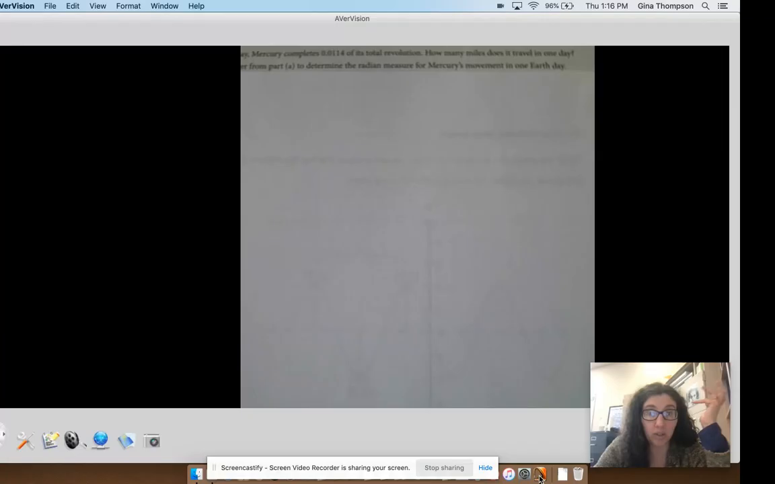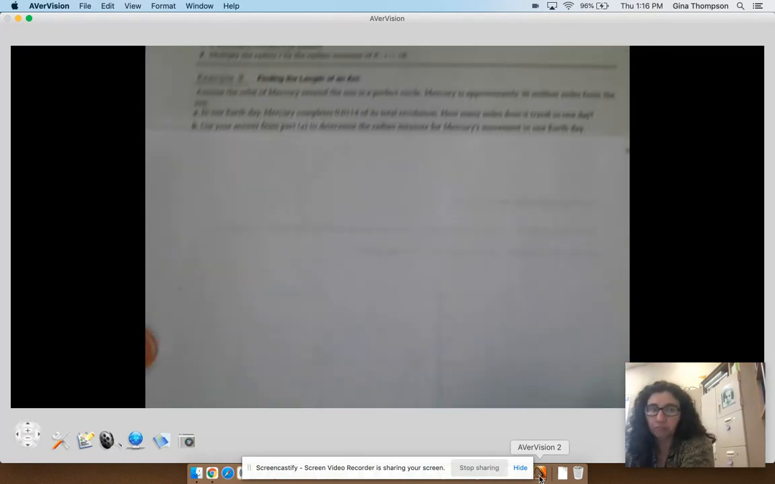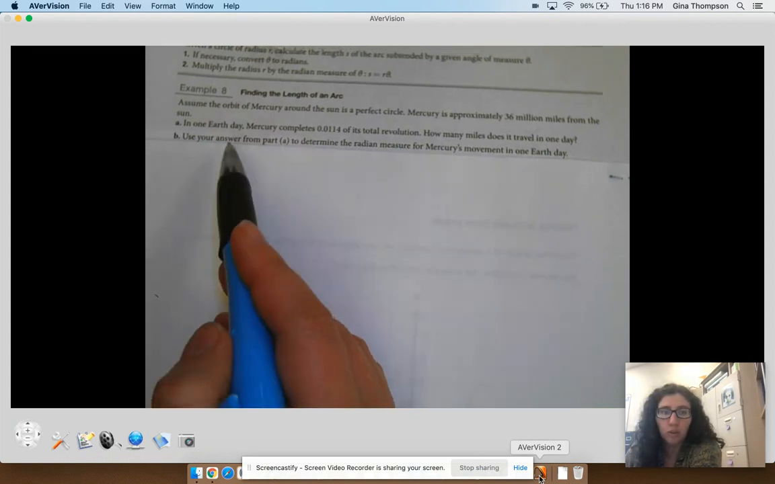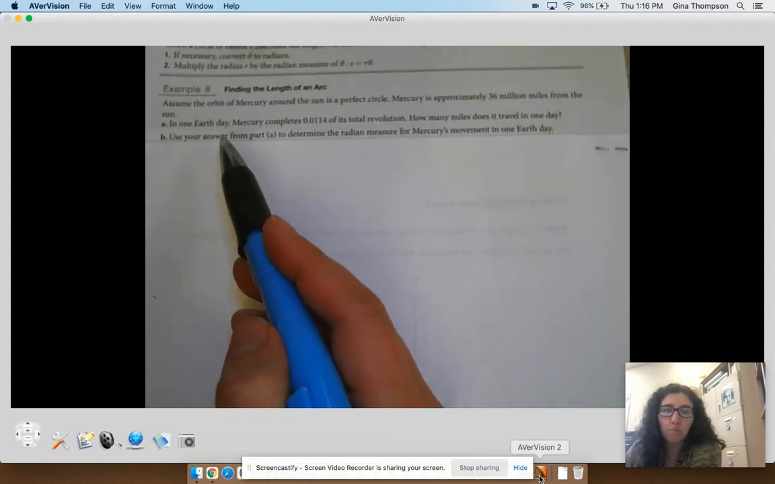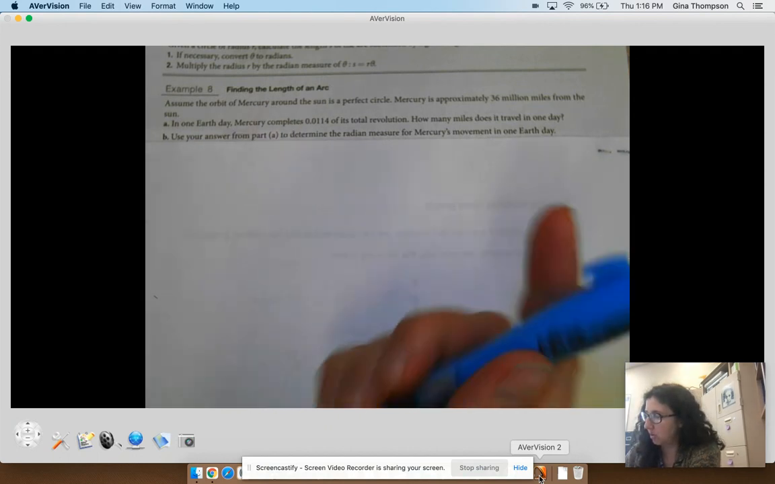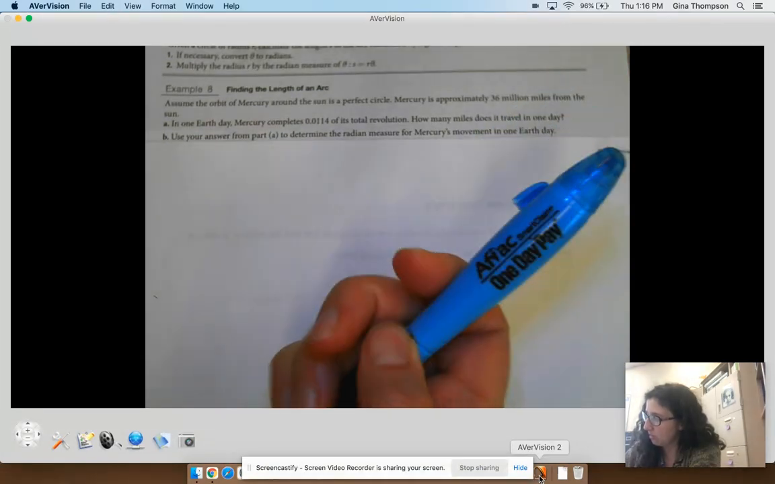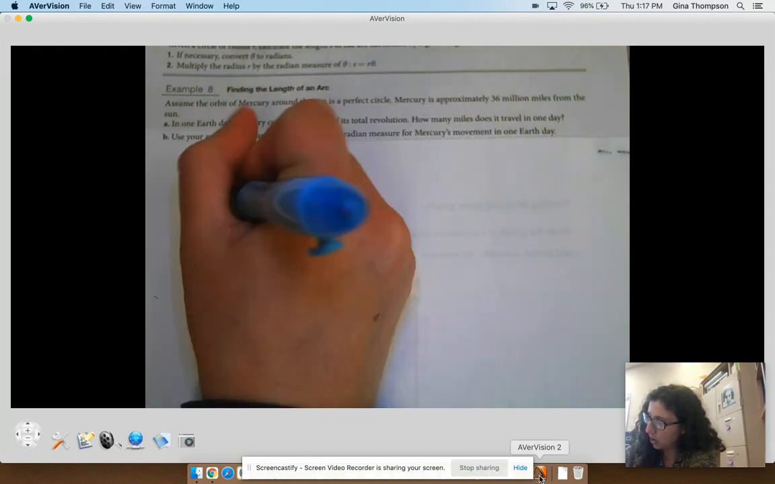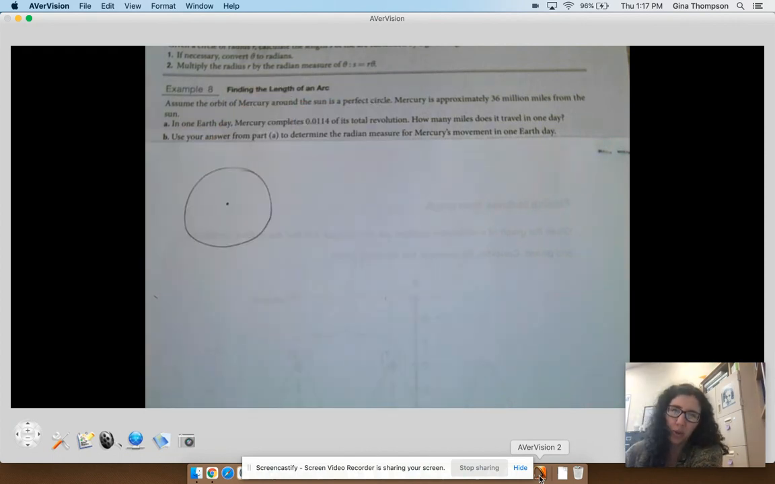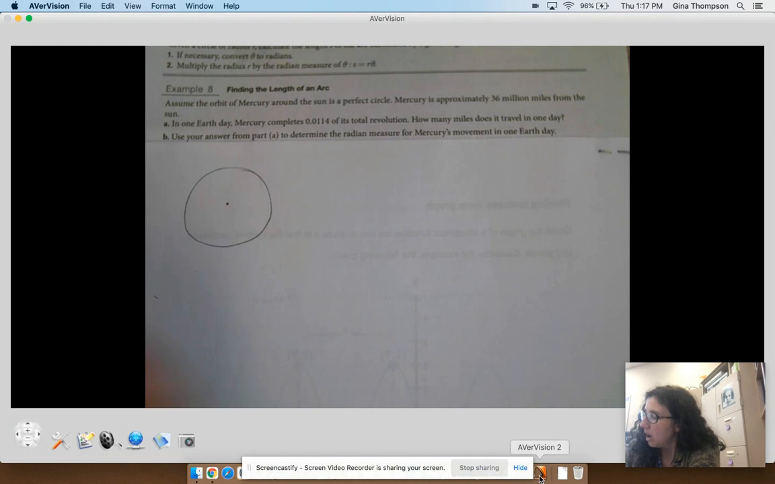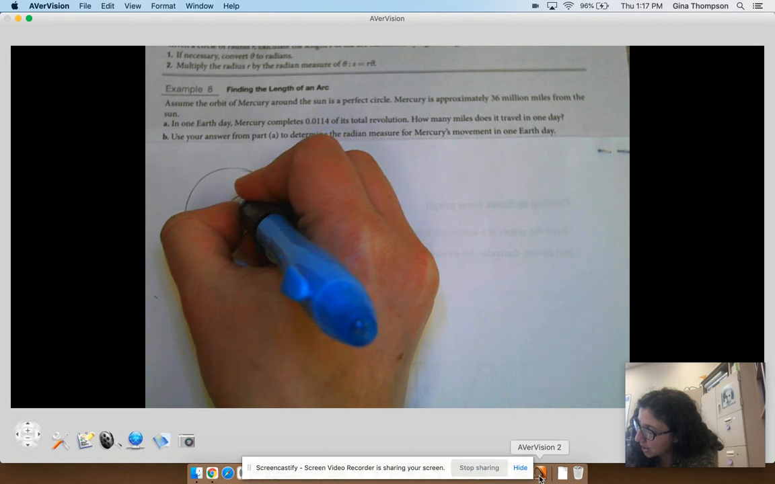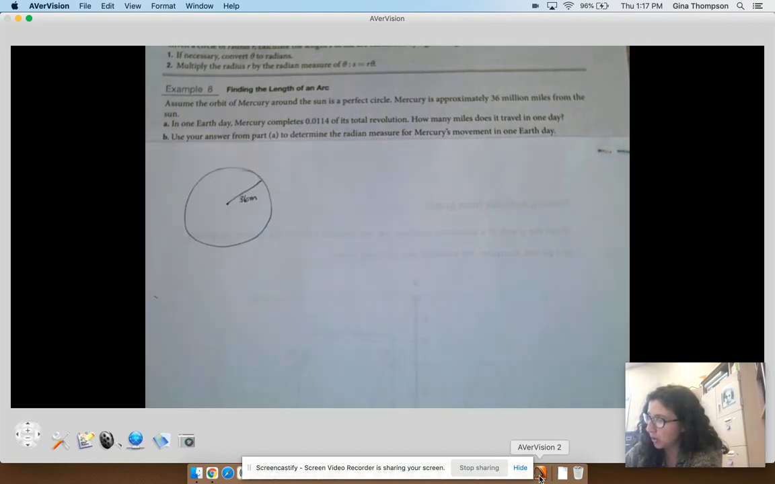Let's do an example, a problem where we might need to do this. They tell us, and this is actually kind of interesting, assume the orbit of Mercury around the sun is a perfect circle. So we've got our circle. All right, so there's our orbit of Mercury. We know that they're not actually circles, right? They're like ellipses or something, but we're going to pretend it's a perfect circle. Mercury is approximately 36 million miles from the sun. So the radius is 36 million miles.